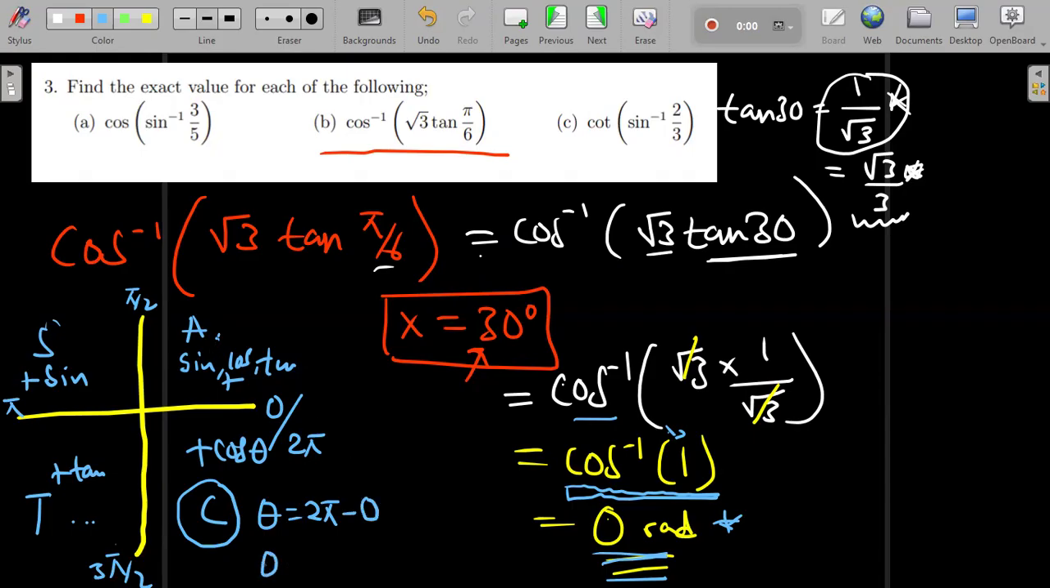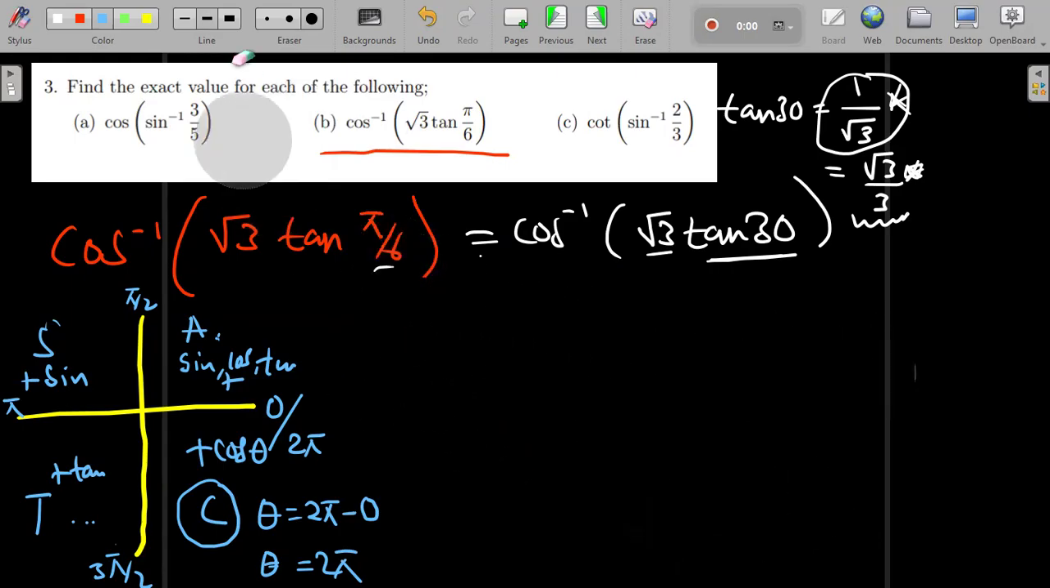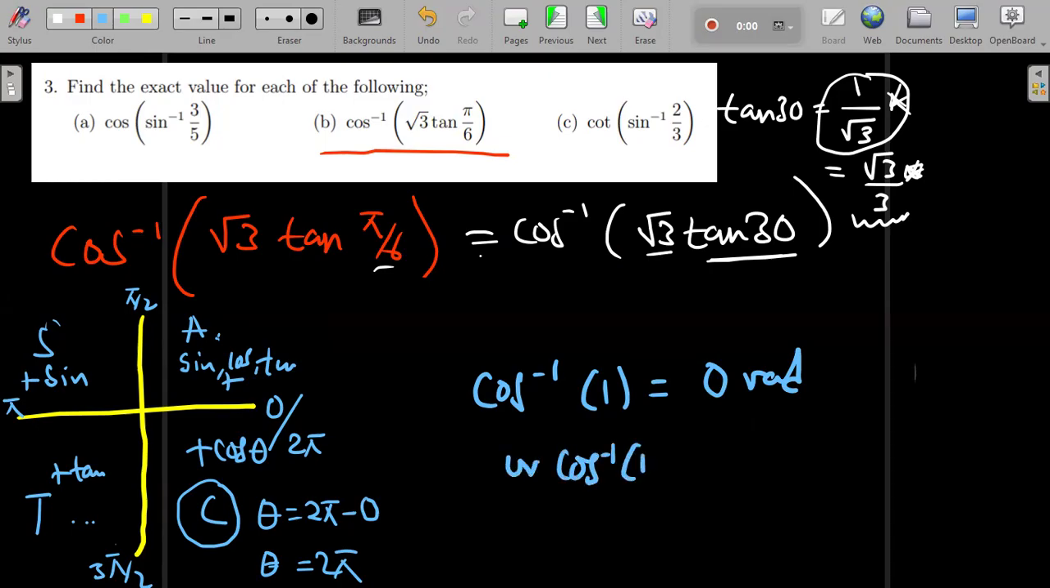So the other angle there will just be what? 2 pi. So our answers to this question will be 2. The first one will be 0 rad, and the other one will be 2 pi. So we say cos inverse of 1 is equal to 0 rad, or cos inverse of 1 is equal to 2 pi rad. All right, so any questions there? Well, now we are solving these things. Any questions there?